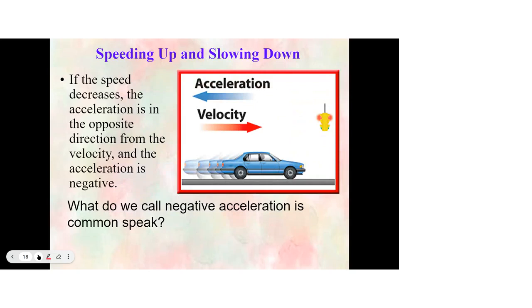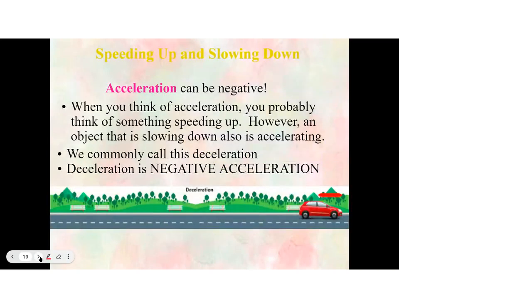Deceleration. If the speed decreases, the acceleration is in the opposite direction. So if it's going in the same direction, it's going faster forward. If it's slowing down, the acceleration is in the negative direction, or opposite of velocity. We call that deceleration. So acceleration can be negative. You can see the car is slowing down, right?